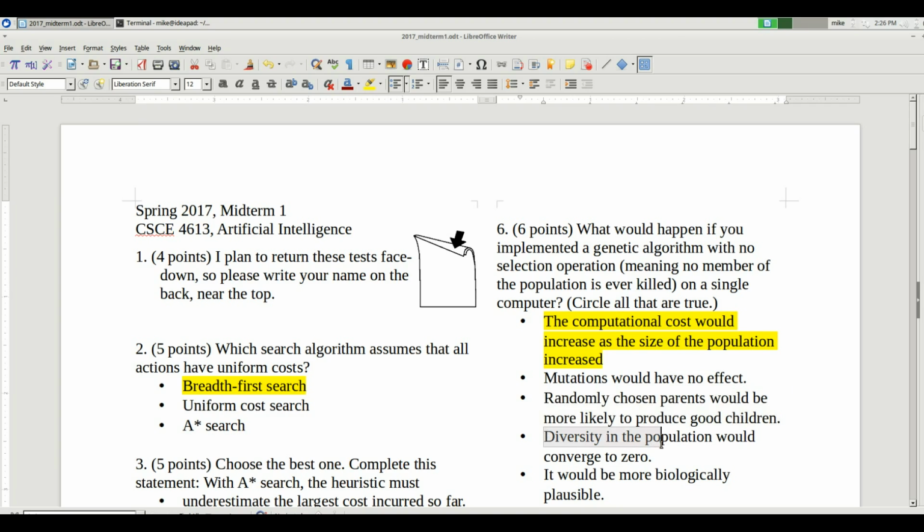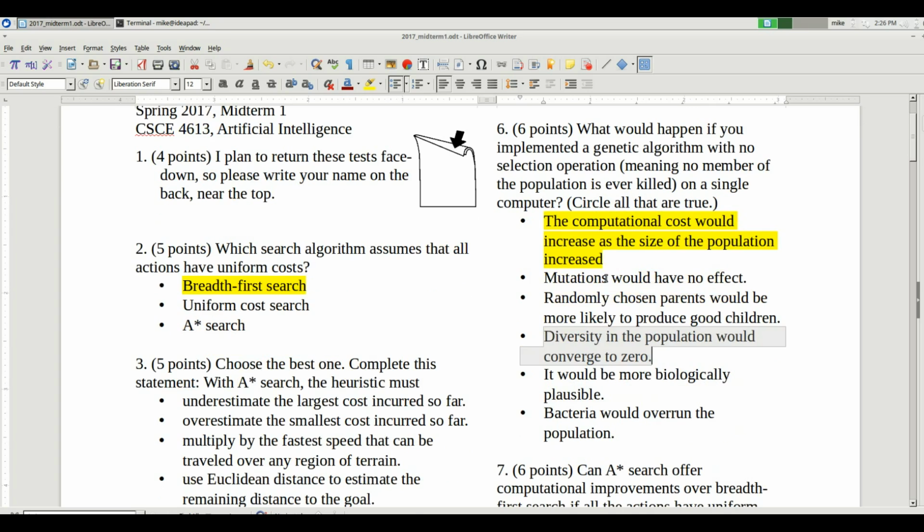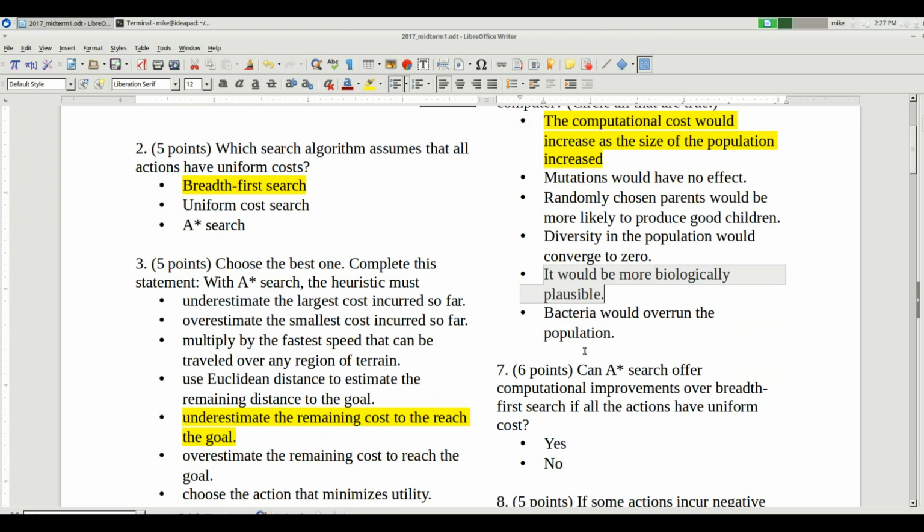Would the diversity in the population converge to 0? Also the opposite. We're going to have creatures all over the place because everything's still alive. Would it be more biologically plausible? In other words, does death exist? Okay. Would bacteria overrun the population?